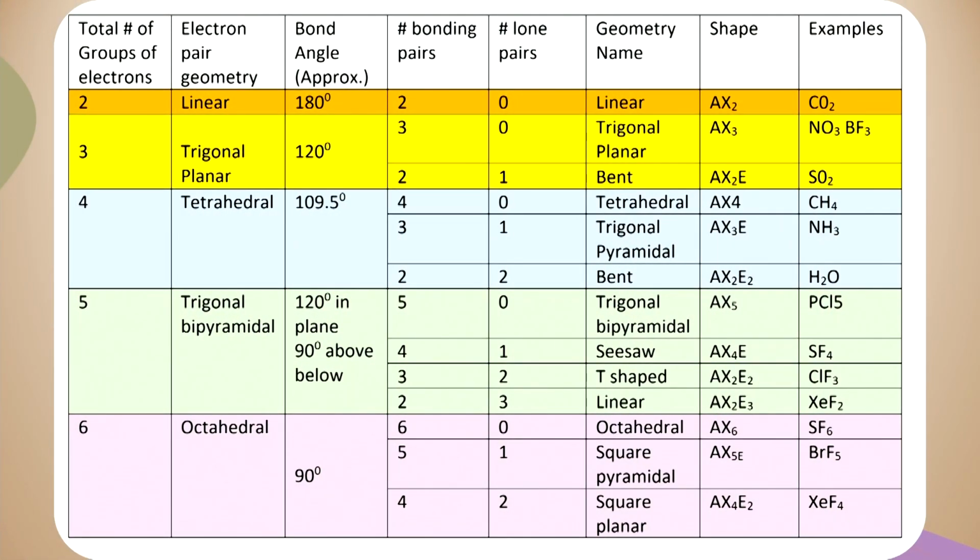So here is a summary chart of all the molecules that we've looked at. We've gone from 2 groups surrounding the central atom all the way up to 6 groups, broken down by bonding pairs and lone pairs. So hopefully this helps you now that you were able to see them on the screen and get that 360-degree view.